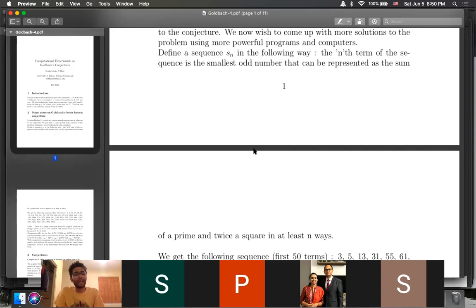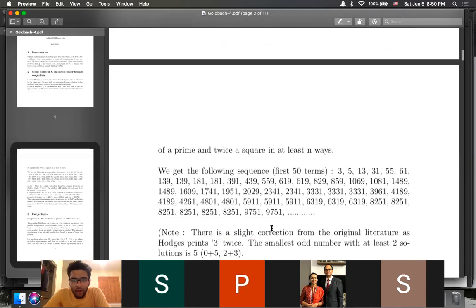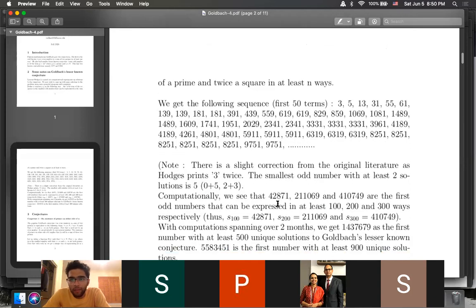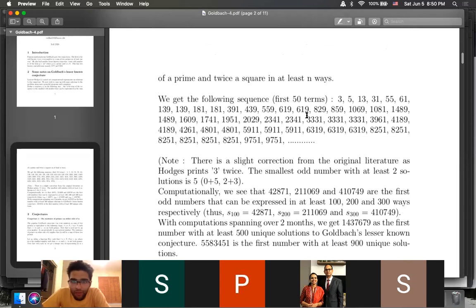So rather than just saying it's a prime plus twice a square, maybe we can do it in 2 ways, maybe 3 ways, 4 ways, right? So this is the sequence, and he had only written, I think, the first few terms, but I actually ran a code that took it all the way up to the 500th term of the sequence, because the program ran for like 3 months. My entire semester the program just ran. But let's look at these few first examples.